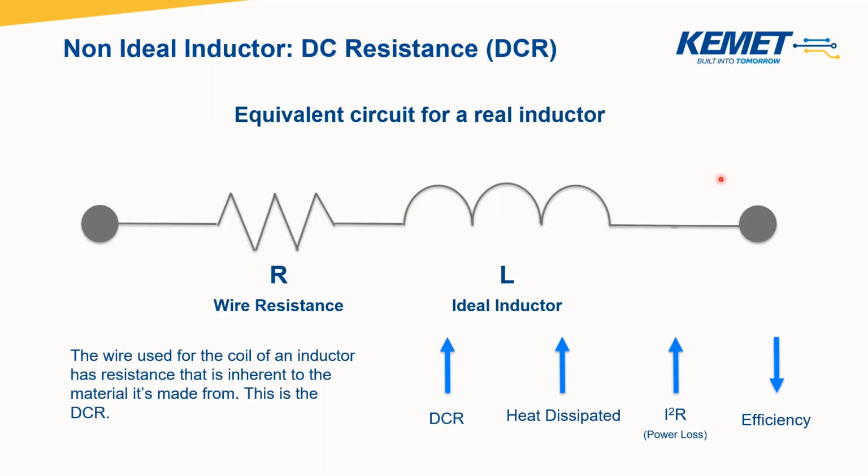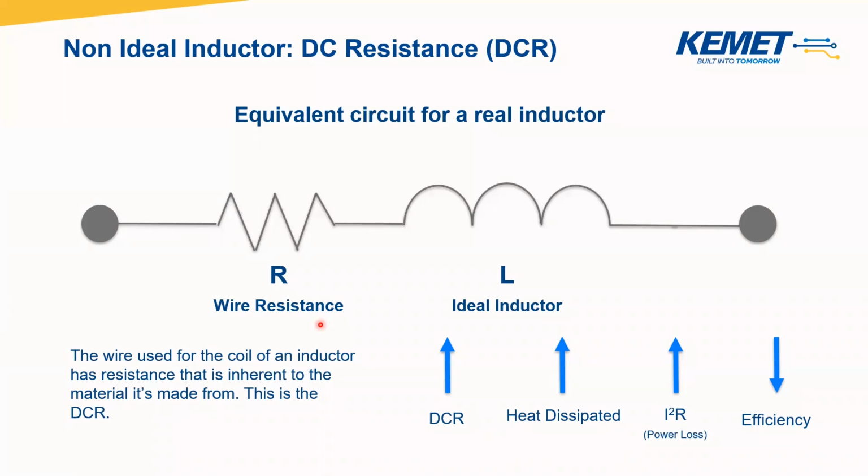And non-ideal inductors can really be represented by an inductor L, which is the ideal portion of the inductor, connected in series to a resistor named R. What we mean by R is really our DC resistance, or DCR. This is basically just the resistance of the copper material that is used within an inductor. It's just the inherent resistivity of the material to electric current.